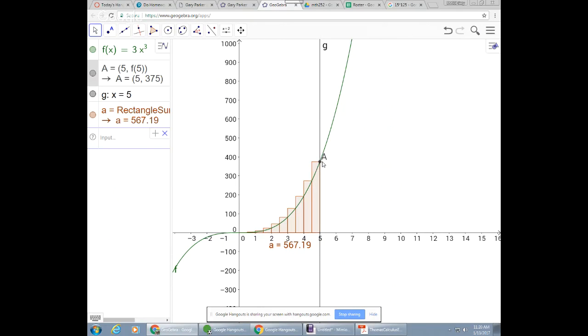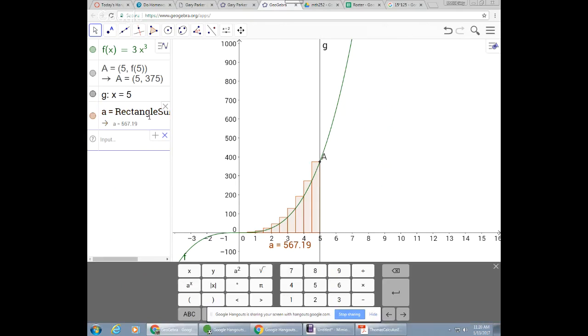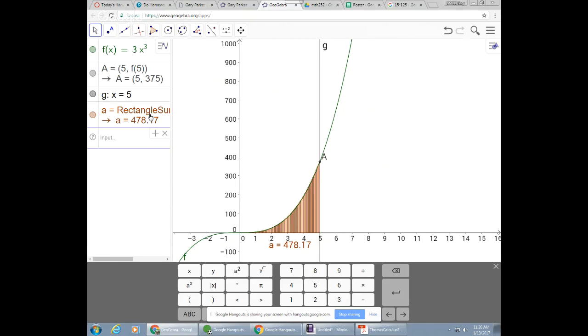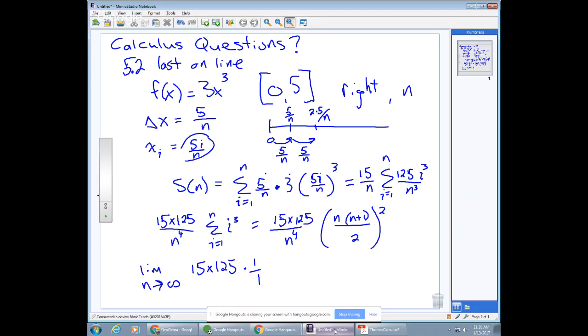Going up to 5. Yeah, so we could ask for more rectangles here, but I don't think that's the issue. I think something else is wrong. Let's go with 100 rectangles. That's not going to change that too much. Yeah, 478. Okay, so I must have a mistake here.